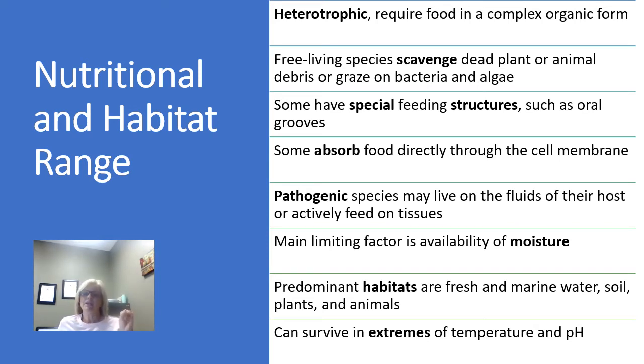The main limiting factor for them is going to be the availability of moisture. They need moisture. So their predominant habitats are going to be fresh and marine water, soil, plants, and animals. But they can survive in extreme temperatures and extremes of pH.